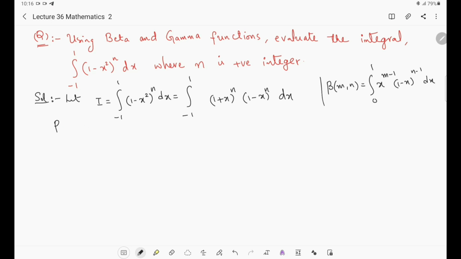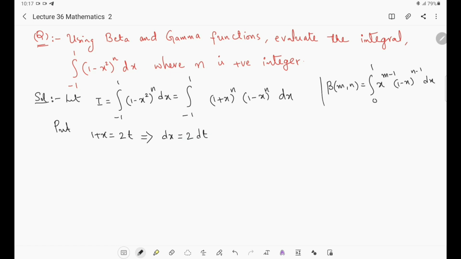I need to change this 1 plus x to some other term. So I will take a substitution here, put 1 plus x equals some other substitution. That substitution may be 2t, right? Why am I taking this 2? Actually I am supposed to take only one variable like y or t or z, but why I am taking this 2, you will understand later. I am taking 2t. Then what will happen? Now you just differentiate this. dx equals, derivative of 1 is 0, derivative of x is dx, equals 2 into derivative of t is dt, right?